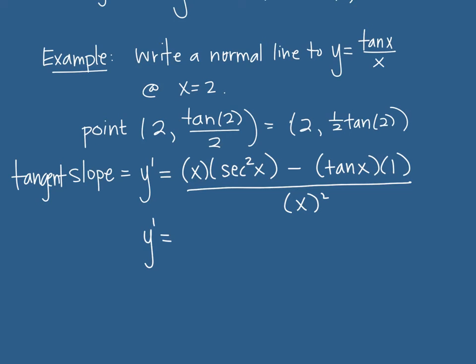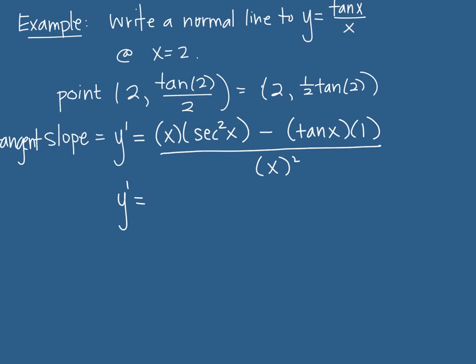At the x value of 2, this will be 2 secant squared of 2 minus the tangent of 2, all over 4. Again, it's okay to be comfortable leaving these in a form that we can't evaluate without using decimals. It's fine to leave it that way.